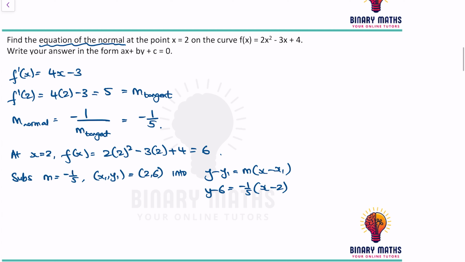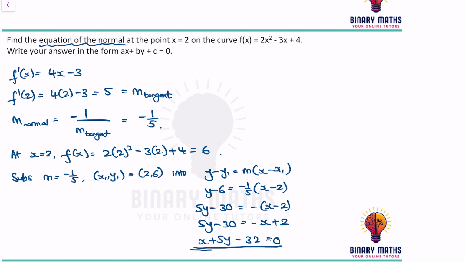If I multiply by 5 on the left-hand side, I get 5y minus 30. So I'm actually multiplying by 5 throughout, is equal to minus x minus 2, which means 5y minus 30 is equal to minus x plus 2. I like my x to be positive, so if I move everything to the left-hand side, I end up getting x plus 5y, negative 30 take away 2 gives me minus 32 is equal to 0. And that would be the end of my work solution.